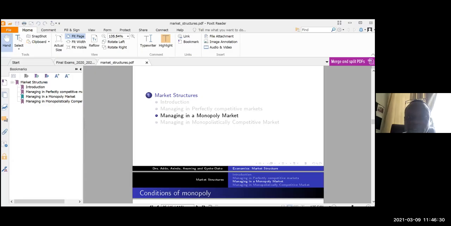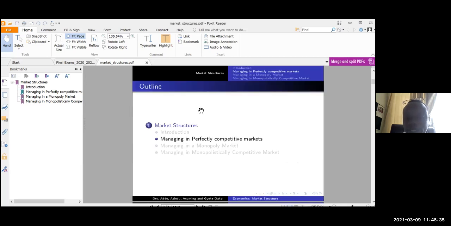Institutional Zoom sometimes, it's a struggle. If I remember correctly, we were at the tail end of the perfectly competitive market.